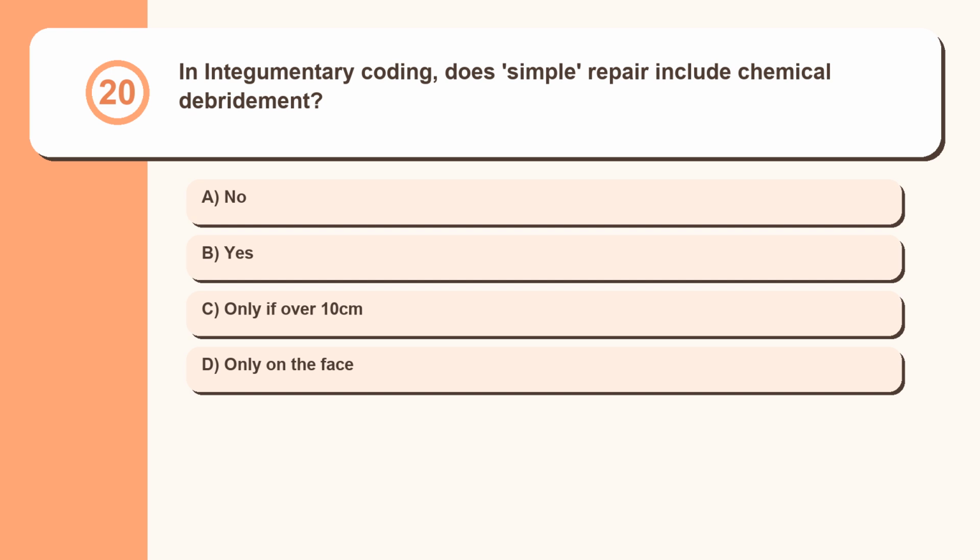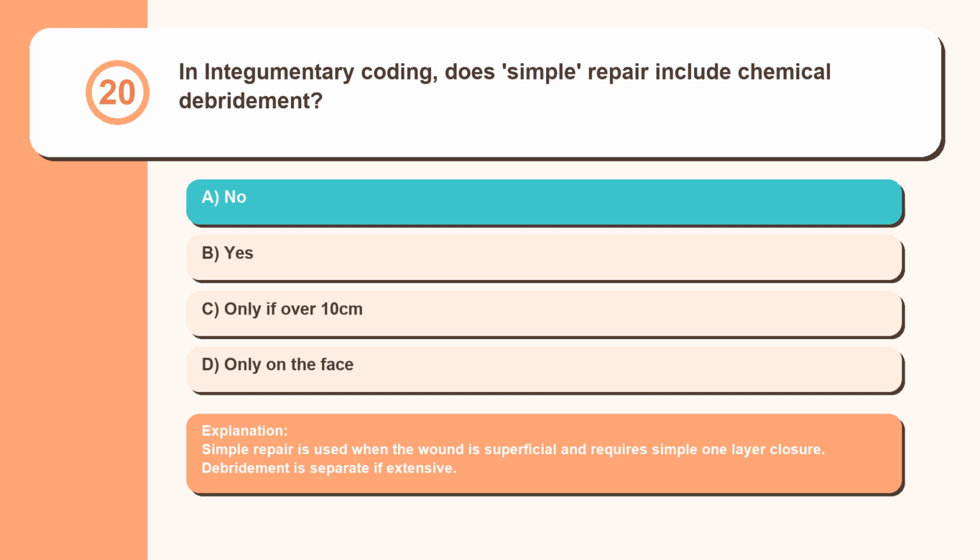Question 20. In integumentary coding, does simple repair include chemical debridement? No. Yes. Only if over 10 cm. Only on the face. Simple repair is used when the wound is superficial and requires simple one-layer closure. Debridement is separate if extensive.